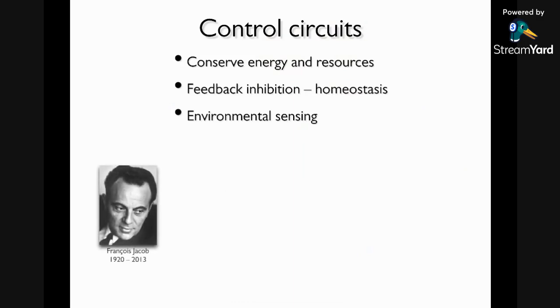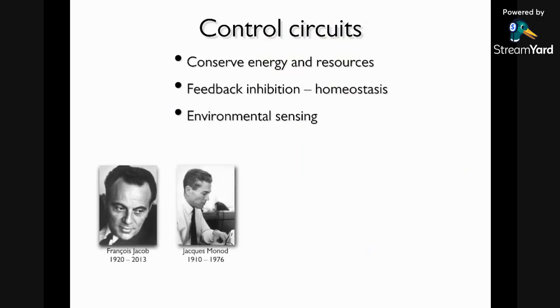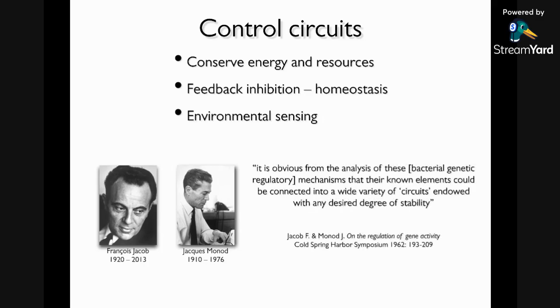So, before I go into the 4 types of genetic circuits that you need to be aware of for A-level biology, I'm just going to notionally mention these 2 chaps here, Francois Jacob and Jacques Monod, 2 French geneticists who came up with this idea in the 1960s of genetic control circuits through their study of E. coli. And this is a quote from their paper talking about genetic circuits. The paper I have linked in OneNote for my divisions.